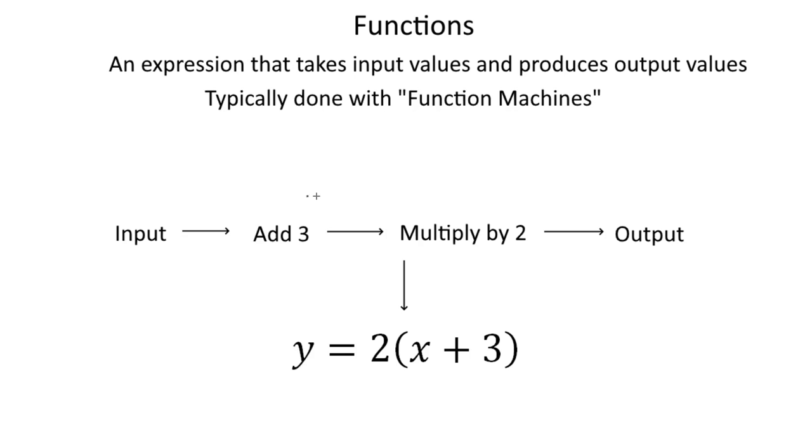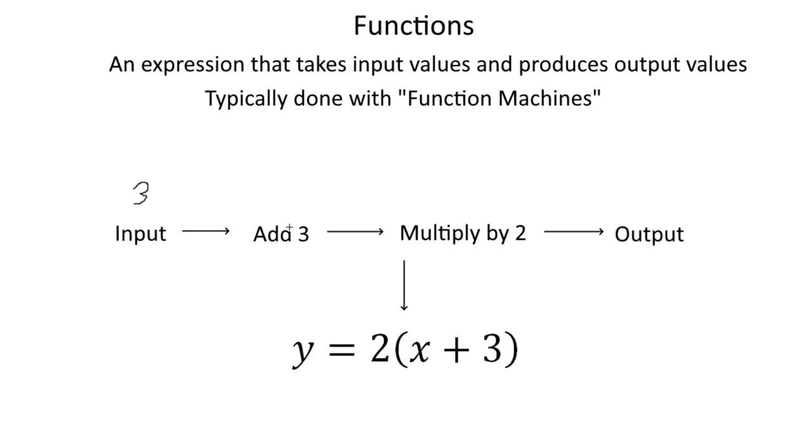This example here is a function machine. We have an input, and then we have an output, and we have some instructions in the middle. So let's quickly go over this function machine. We take an input, so it's any number. Basically we take a number in. So let's say 3, for example.